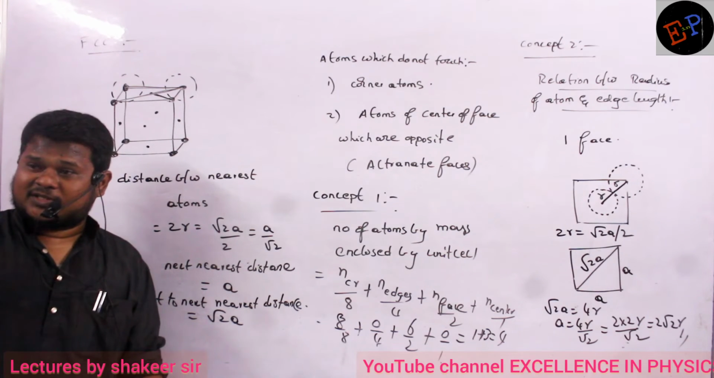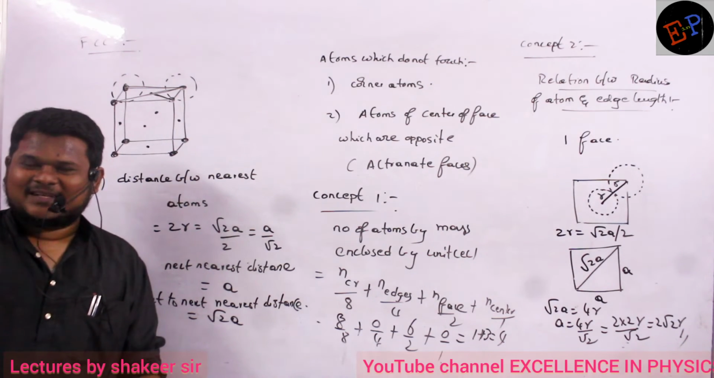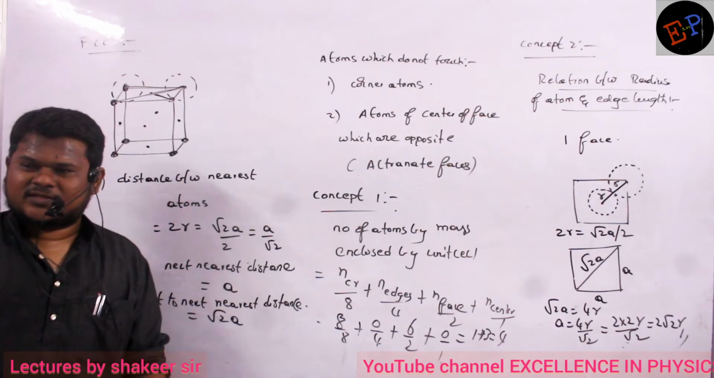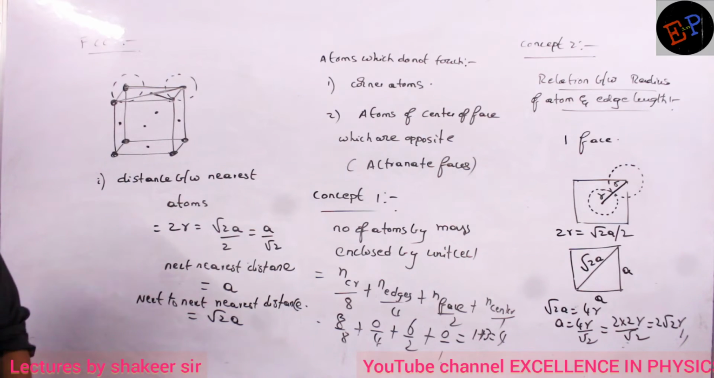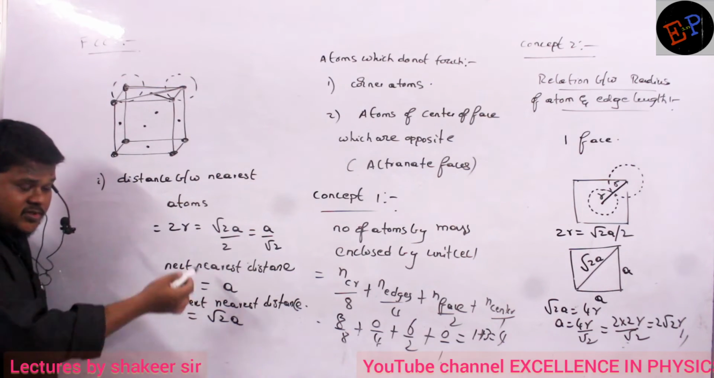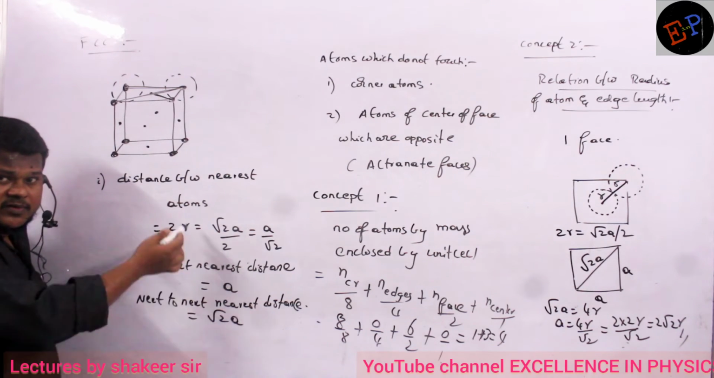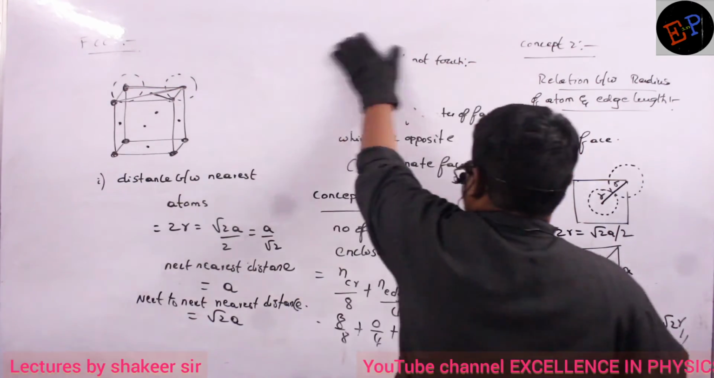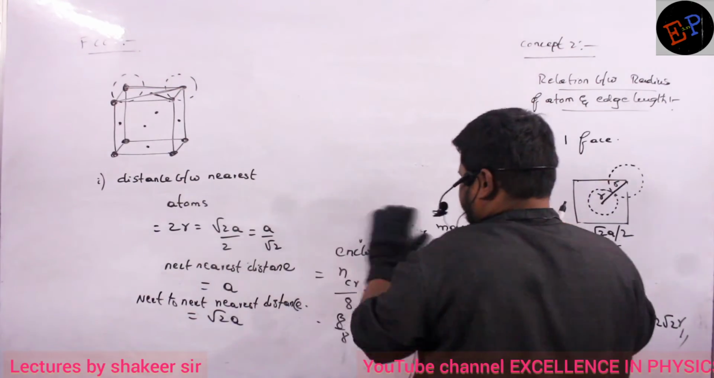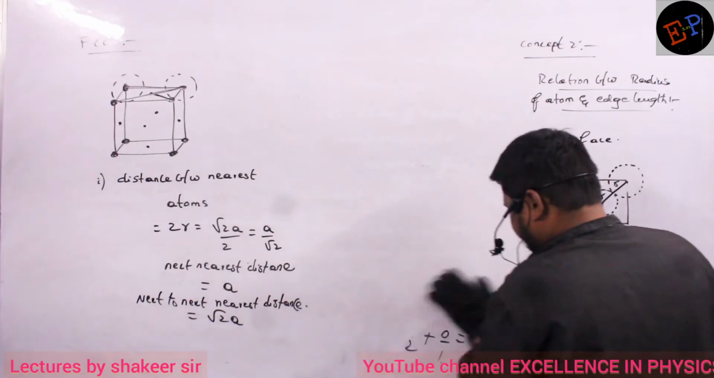If you want the fourth nearest distance, that becomes the body diagonal. So like this you can go on calculating the distances one by one. Are you able to understand? If you want to do the calculations you can do, then also you can see that this sequence is correct. Okay? So then we study about coordination number.